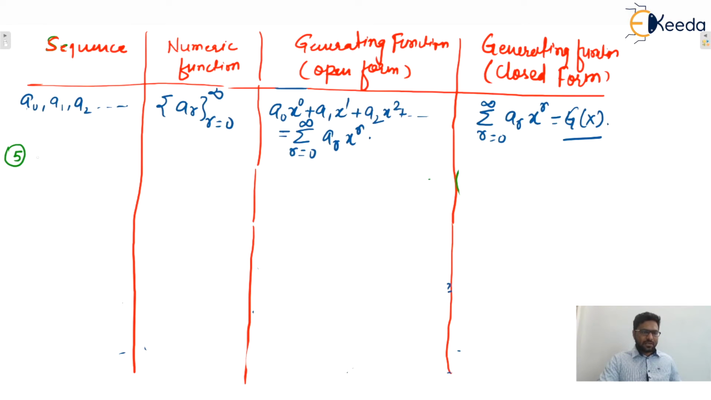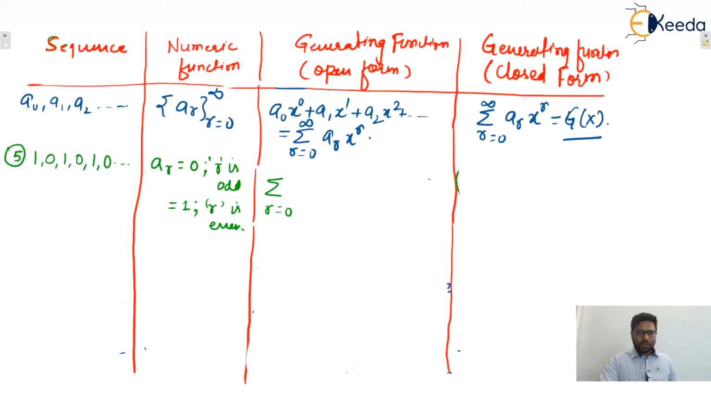So the fifth one: let's say the sequence given to you is 1 0 1 0 1 0 and so on up to infinity. Here, what is AR? AR is 0 when R is odd, and it is equal to 1 when R is even. So it becomes summation R from 0 to infinity of x square raised to power R.